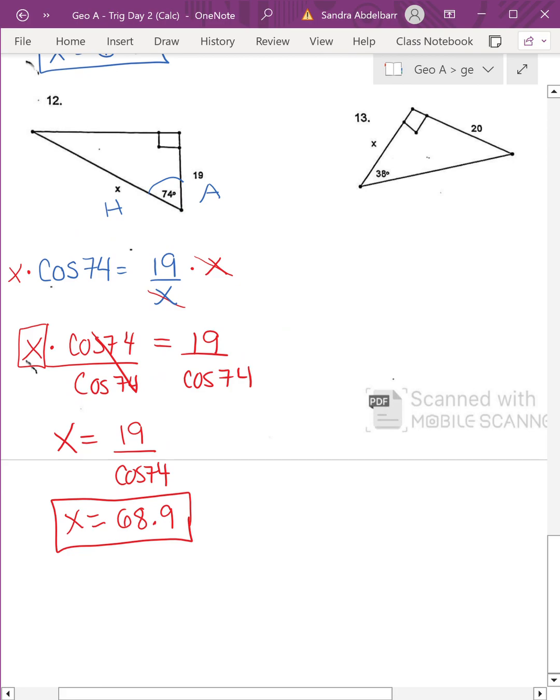And then don't shut down after this. There's one problem I'm going to have us add.